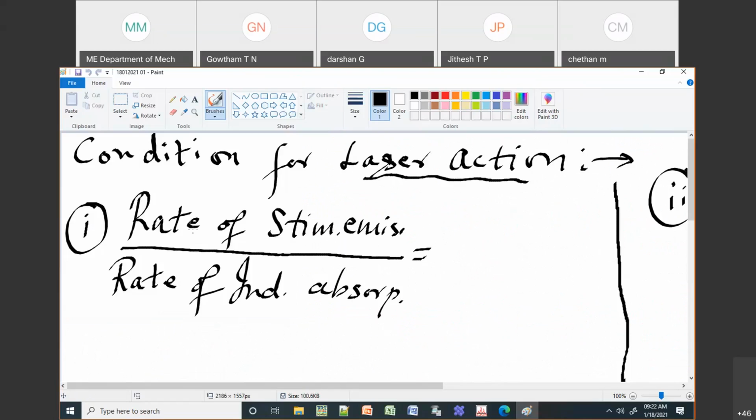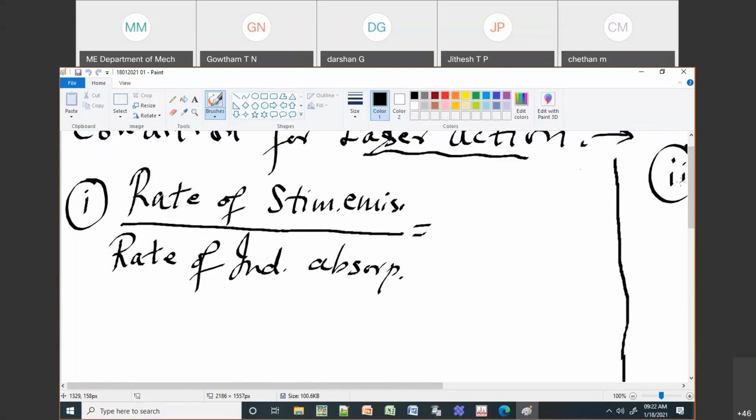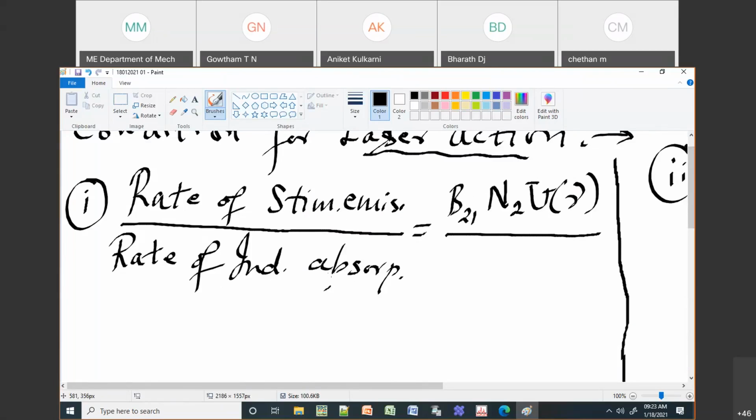So here, what is the rate of stimulated emission in terms of the Einstein coefficient? It is B21 N2 U of ν. In the same way, the rate of induced absorption would be B12 N1 U of ν. Now if I cancel U of ν from numerator and denominator, then what I am left with, I will write it.